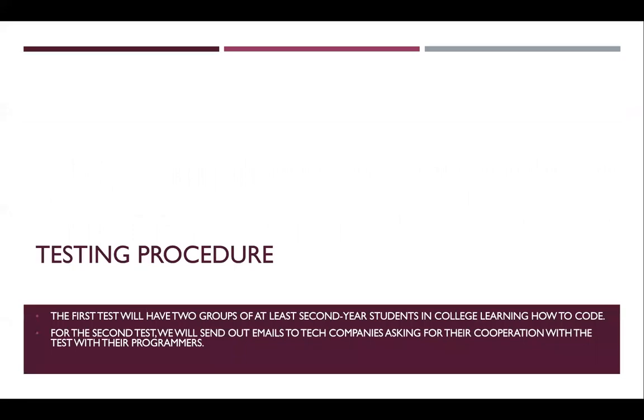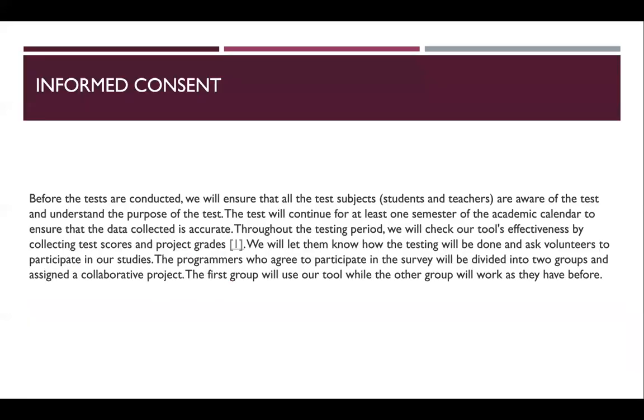Yeah, Peter. For the testing procedure, there will be two parts. In the first, the test will have two groups of students, at least second year students in college learning how to code. And for the second test, we will send out emails to tech companies asking for their cooperation with the test with their programmers. Before we start all the testing, we will ensure that all the test subjects, students, teachers, and programmers are aware of what is going on throughout the test and understand why we're doing the test.